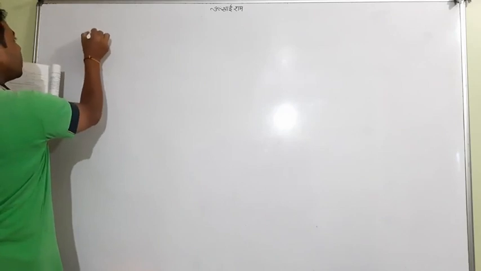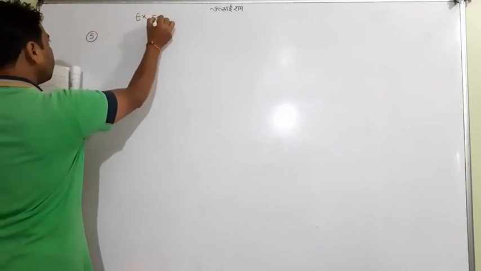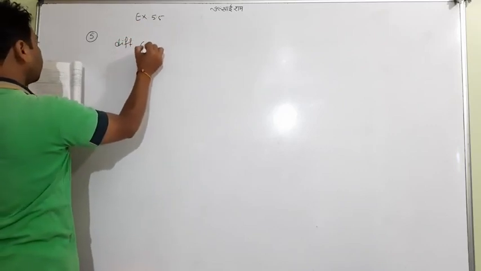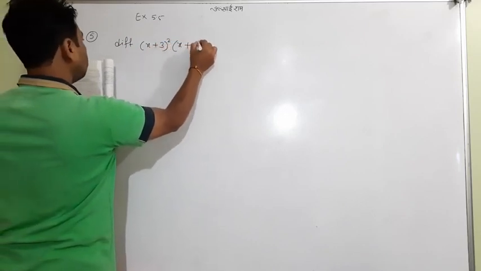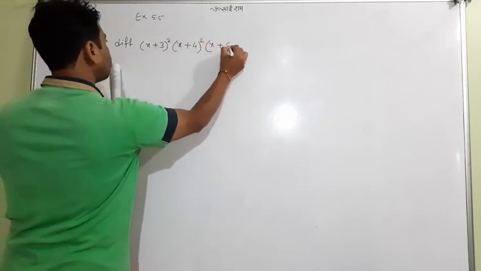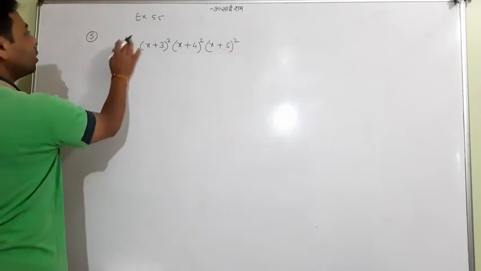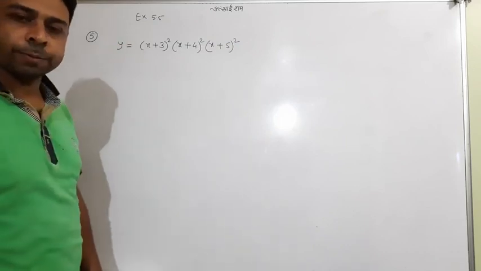Suppose from the exercise we have a fifth question. From exercise 5.5, we have a question: differentiate (x plus 3) square, (x plus 4) square, (x plus 5) square. This is the question. Definitely you will take it as y. You want to find dy by dx.